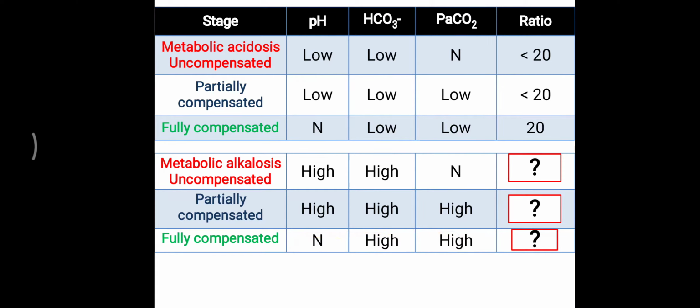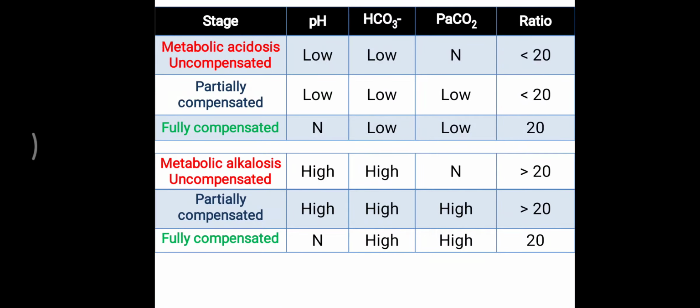The pH becomes normal and the ratio becomes normal at 20, but with altered values of the base and the partial pressure of carbon dioxide. That is how to identify metabolic acidosis and metabolic alkalosis in three conditions: uncompensated, partially compensated and fully compensated. Now further we will look at why this ratio is most important and most significant.